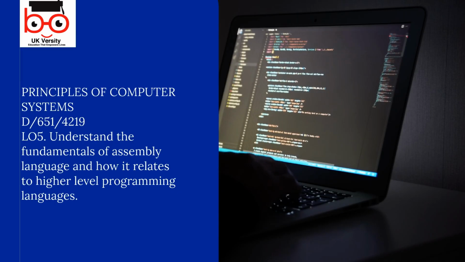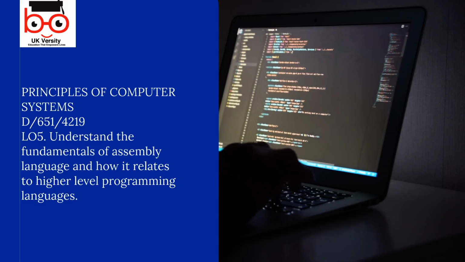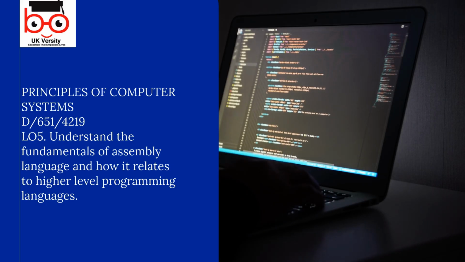LO5. Understand the fundamentals of assembly language and how it relates to higher-level programming languages. In this session, we will explore a central question: how does software communicate with hardware? Assembly language serves as the critical bridge between human-readable code and machine instructions. This video introduces the fundamentals of assembly language and explains its relationship with higher-level programming languages, helping you understand how code is translated and executed at the hardware level.